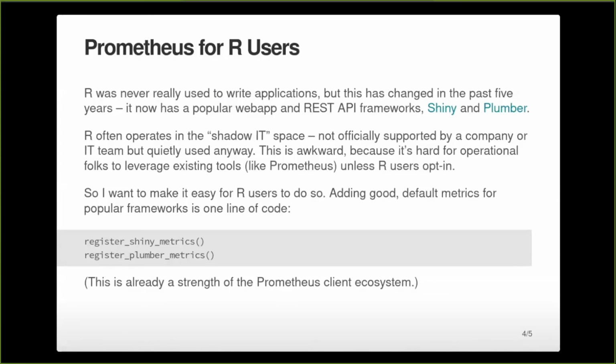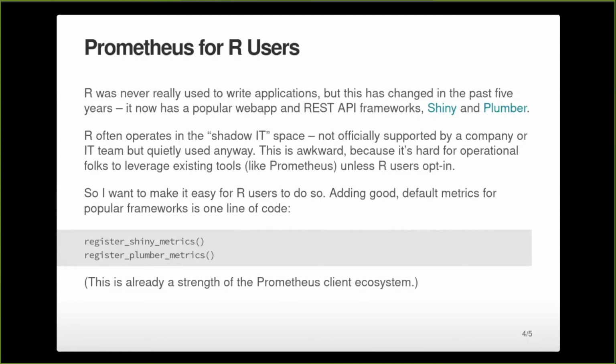As a result, lots of R users are doing administrative or DevOps related work in order to actually get their job done and use the tool that they want to use. And it does create this awkward dynamic where operational folks, like many of you here who are using tools like Prometheus, kind of have to get our users to opt in order for them to be able to use these tools or platforms. So for me, I really wanted to make it easy for our users to do this opting in.